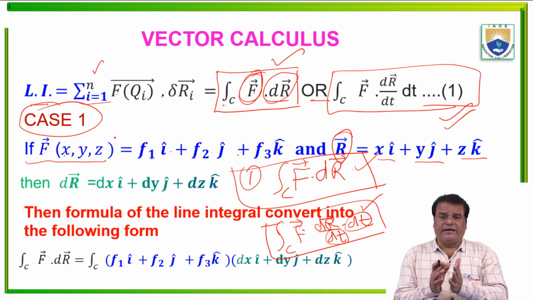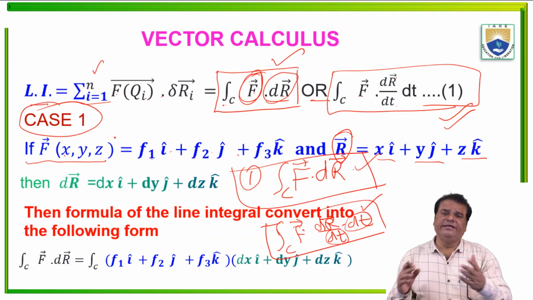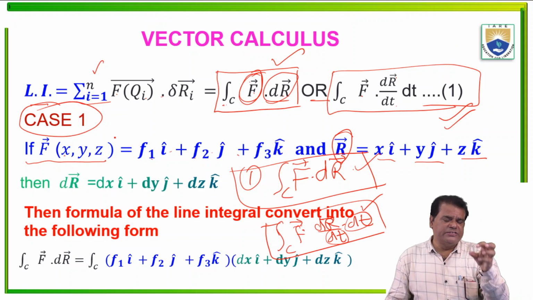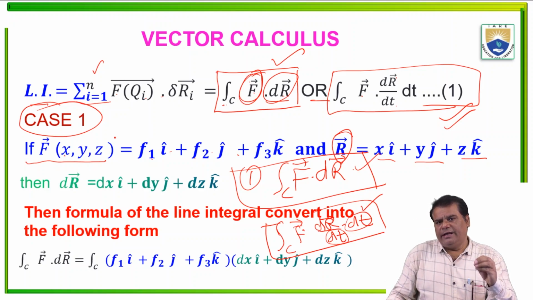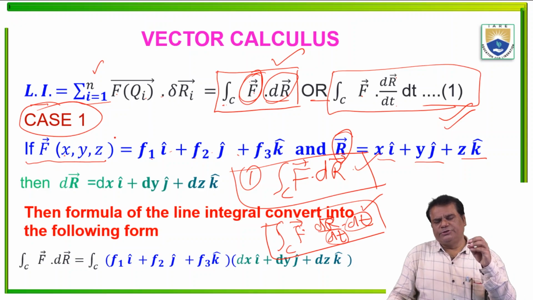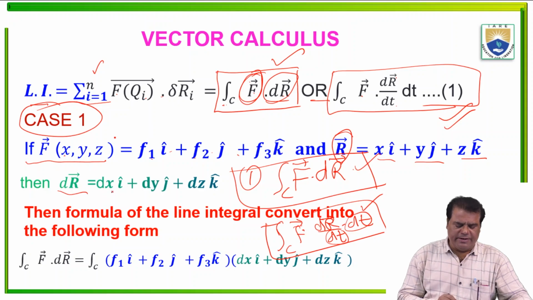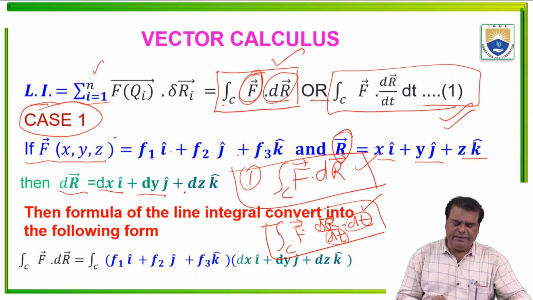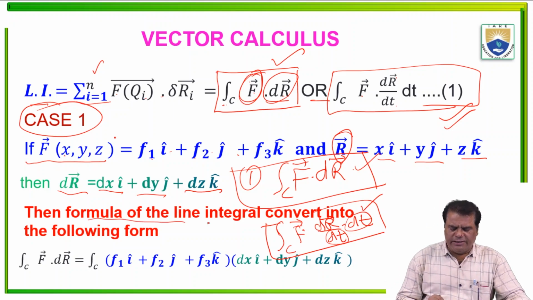Now the change in vector r, the change in position, is known as dr. dr means the difference between two positions of the point, and with the help of this force we displace the body from one point to another. So the difference between two points is dr, and dr is represented by dx i + dy j + dz k. Then the formula for the line integral converts into the following form.